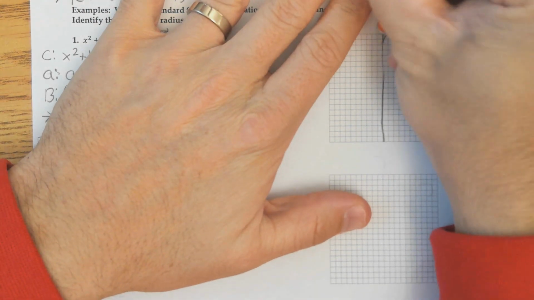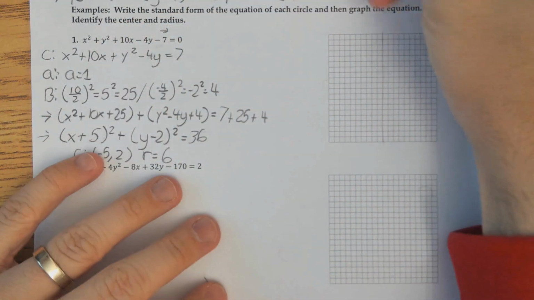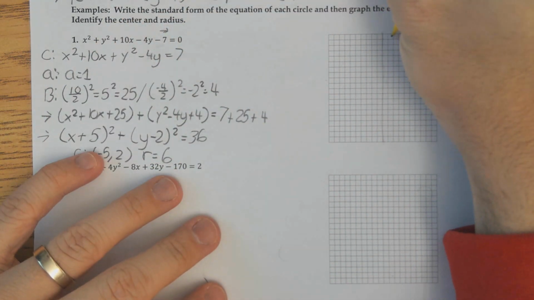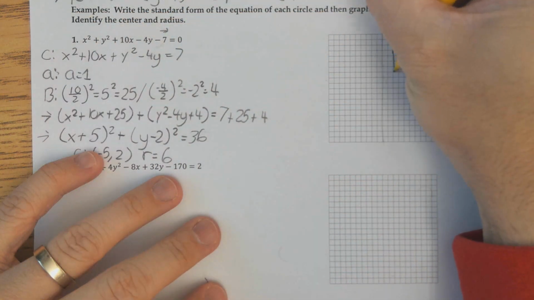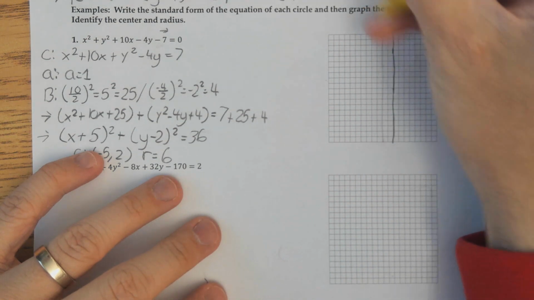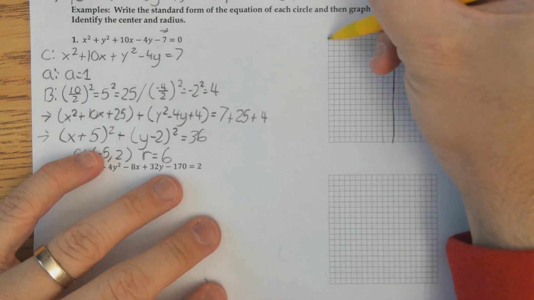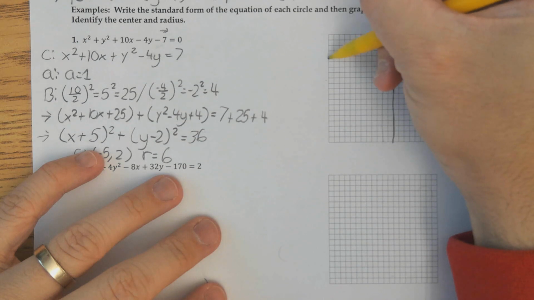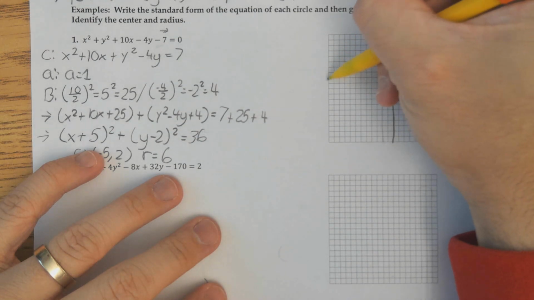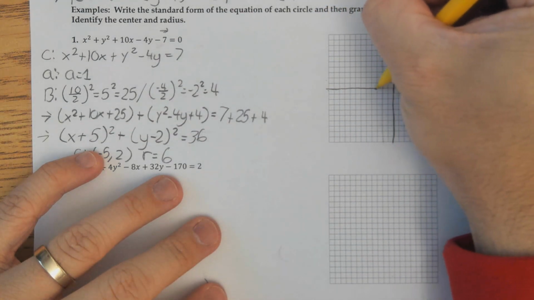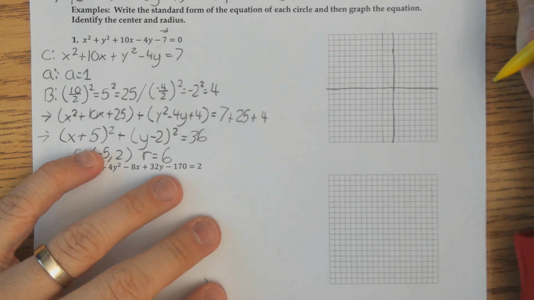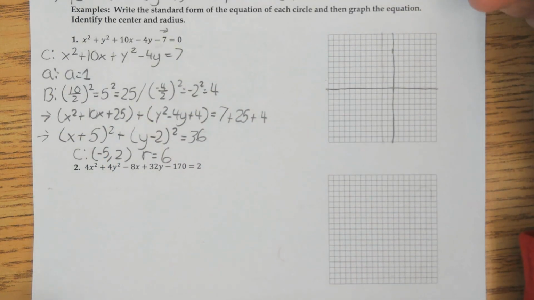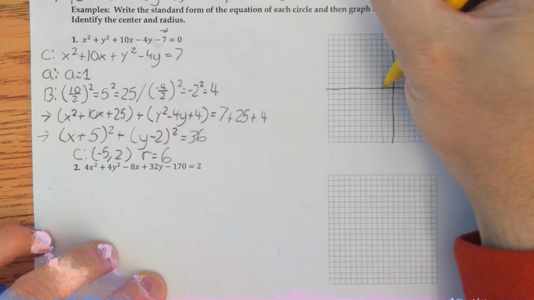Actually, I'm going to move it over a little bit here. I'm going to go over 12, to make sure we have enough room. But I'll still go horizontal at 10. Okay? And so now let's go ahead and graph that. So negative 5, 2.